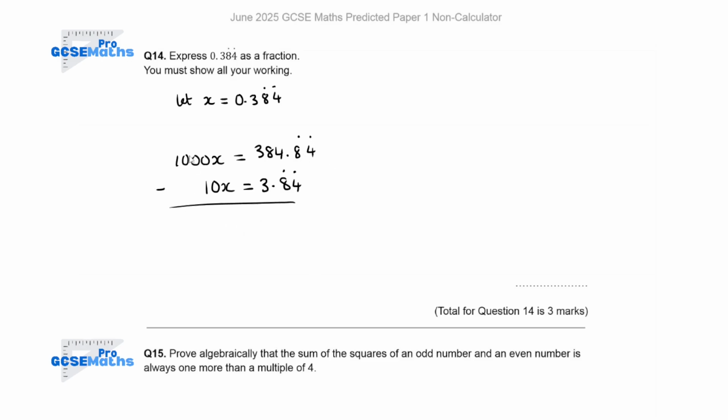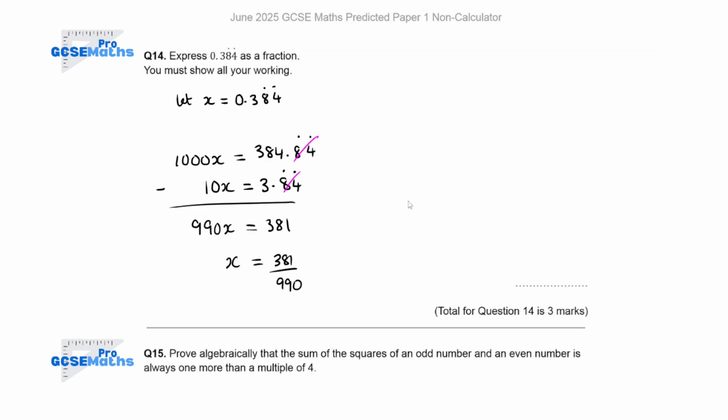So now I can subtract, obviously this side, 990x. On the right hand side, the whole point is that it would cancel the decimals, that's why you want to get two versions of the same. And then 384 minus 3 is obviously 381. Now solve it for x, obviously divide by the 990.